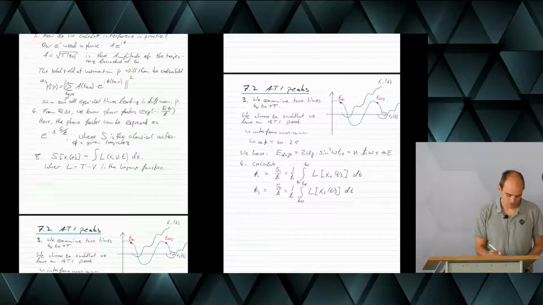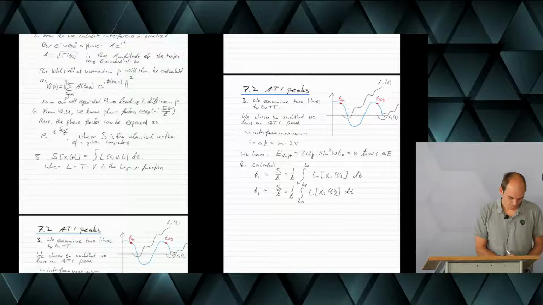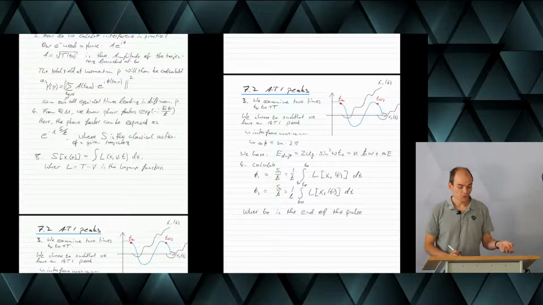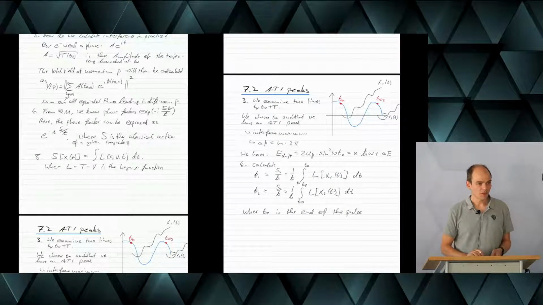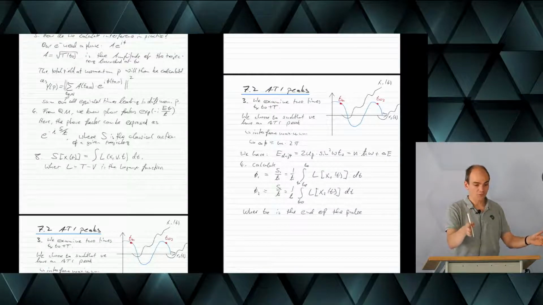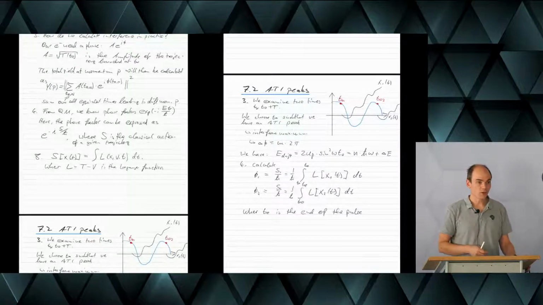T naught, Te, where Te is the end of the pulse. And by the way, if you think of the simulations that we did, there we often used a sine square envelope for the pulse, and this is one of the reasons why. Because then with the sine square envelope, you actually have a defined time at which the pulse is over. If, however, you have a Gaussian pulse, then you need to decide where the pulse is over, because it never is.